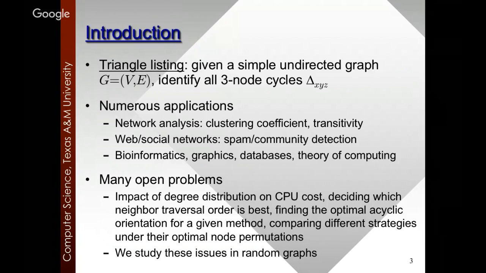But until today, there are also many open problems. For example, what's the impact of the degree distribution on the CPU cost, and how do we decide the best neighbor traversal order, and how do we find the optimal orientation pattern, and how do we compare different strategies, and how do we compare their asymptotic cost? And those are the problems that we're going to study in random graphs.